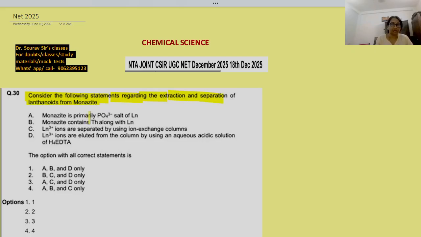Okay, it's a question from inorganic chemistry, and they are asking about the correct statement for the process of the separation of the lanthanides from monazite. So we read statement number one. First, I read statement number one: monazite is primarily PO4 3 negative salt of lanthanide. Is it the correct answer or not? The monazite, according to our concept, we can solve this question.